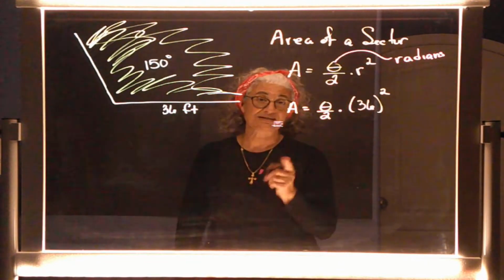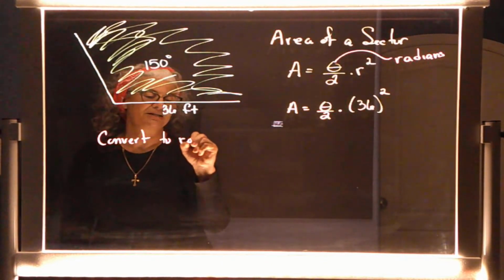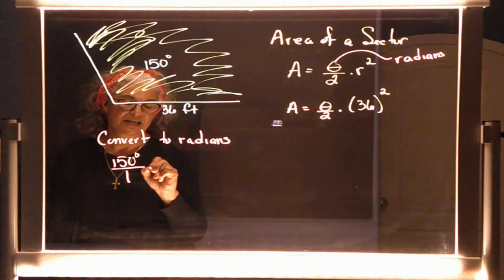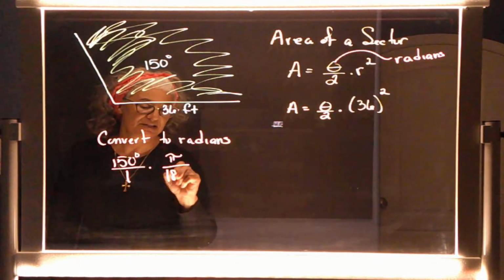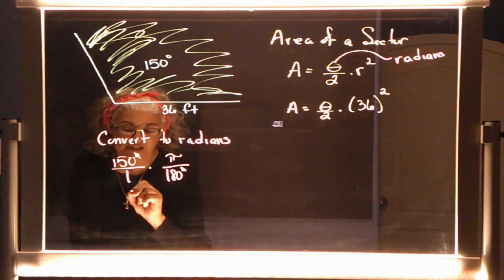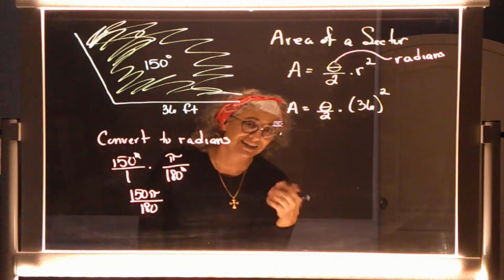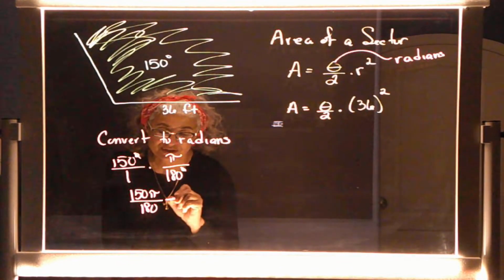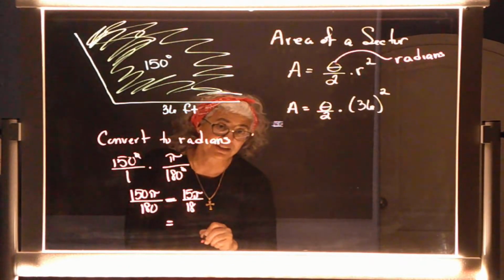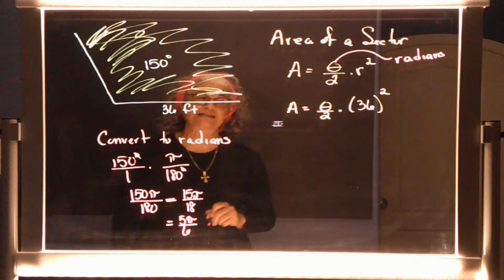Gratefully it wasn't as bad as the last problem, right? So, I need to convert to radians. You know how to do that. 150 degrees multiplied by pi over 180 degrees. We put the degrees on the bottom so we can cancel degrees, right? Which gives me 150 pi over 180. I see a fraction that's easily reduced. This will give me 15 pi over 18, which I can still reduce by 3, gives me 5 pi over 6.